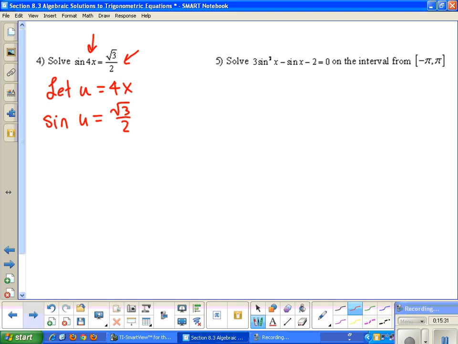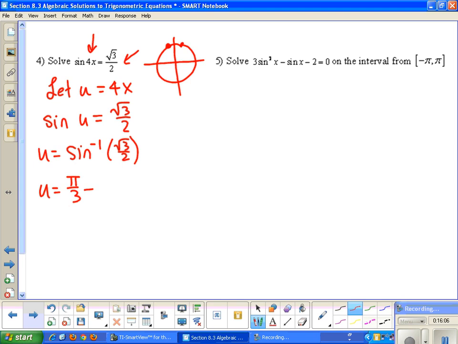So if I have the sine of u is equal to root 3 over 2, well then I know that u is equal to the sine inverse of root 3 over 2. And so if I think about my unit circle, where do I get sine values that are going to be equal to root 3 over 2? So root 3 over 2 I know is going to be up here, and because it's positive, it's in quadrant 1 and quadrant 2. So in this case I get u is equal to pi over 3 plus 2 pi n, and my second answer is pi minus that.